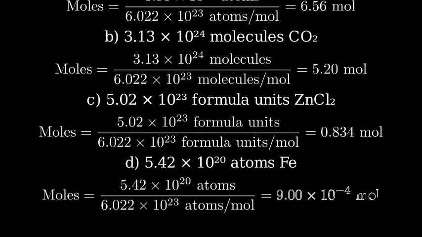Finally, for part D, we have 5.42 times 10 to the 20th atoms of iron. Dividing by Avogadro's number gives us 9.00 times 10 to the negative fourth moles.